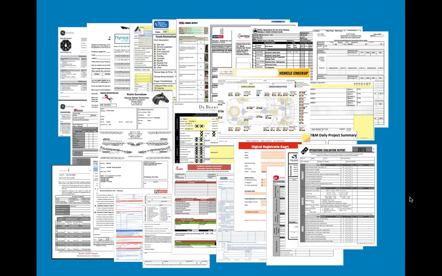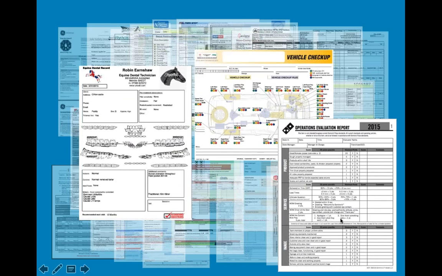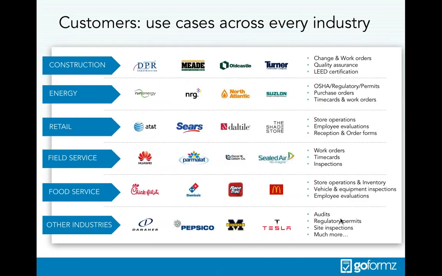Some of you may be familiar with this. Maybe you have paperwork piling up on your desks right now. Basically, this is what we see a lot of paperwork within these companies, and we're giving them the ability to take those existing documents and make those digital. So all the way from operations evaluations reports to maybe an automobile manufacturer with checkup documents, you can take all of your existing documents and make those digital. And this is just an example of a few of those use cases.